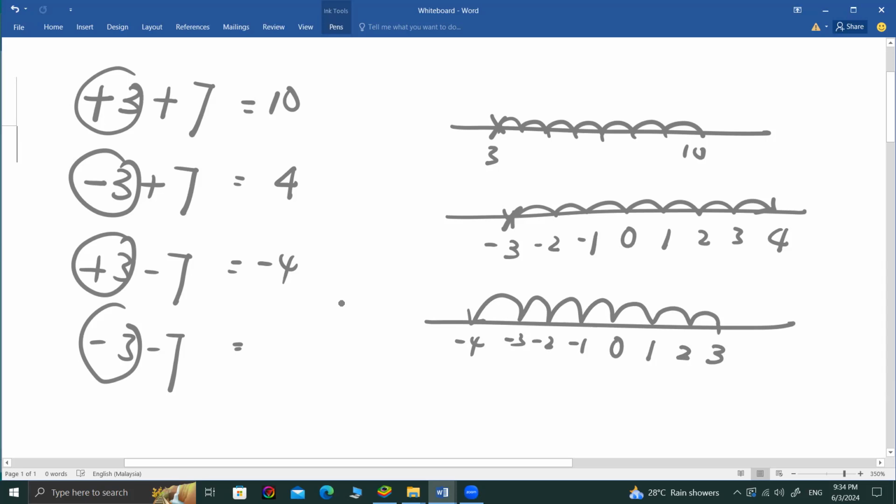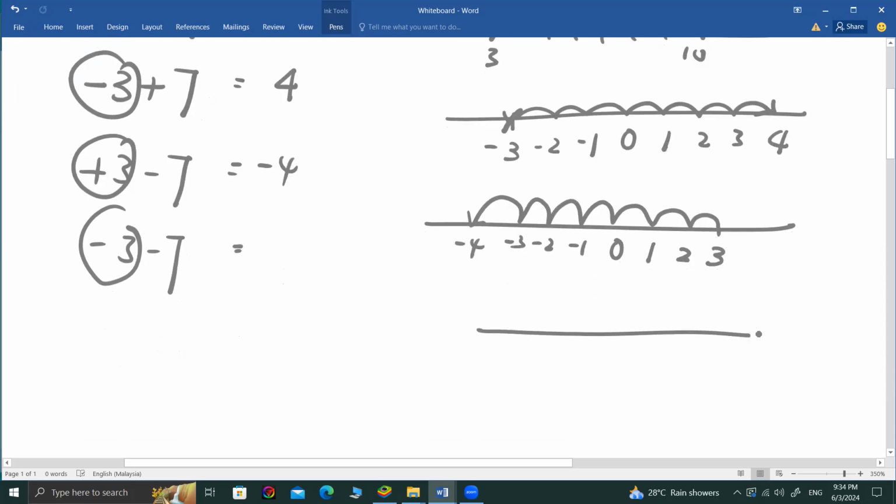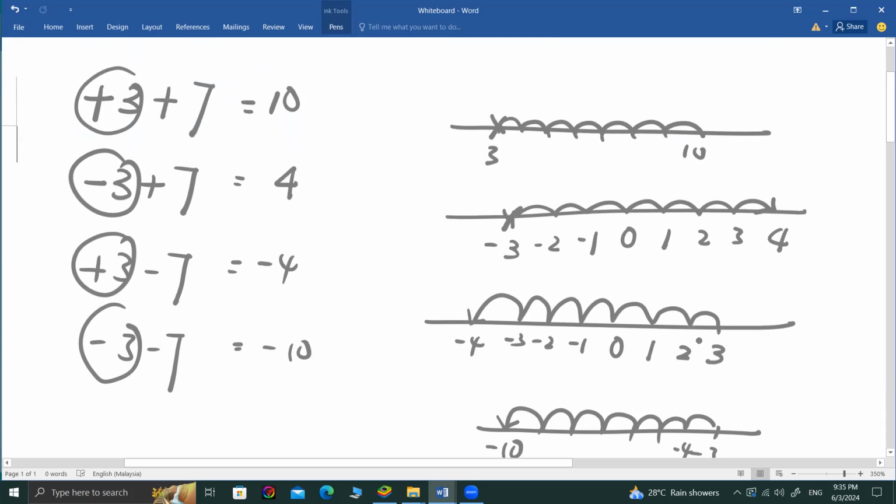See? Let's say you are at -3. I ask you to move left. Negative means left, 7. 1, 2, 3, 4, 5, 6, 7. Where are you? -4, -5, -6, -7, -8, -9, -10. We're at -10. But you can't draw the number line all the time, right? A bit of a waste of time, right? So you can understand the concept already. First, where are you? Do you move to the right or to the left?